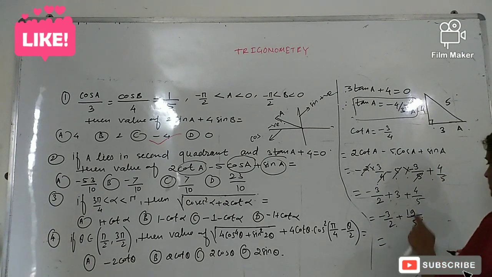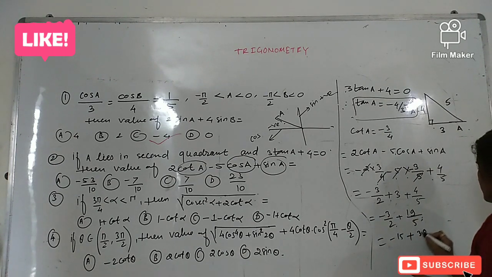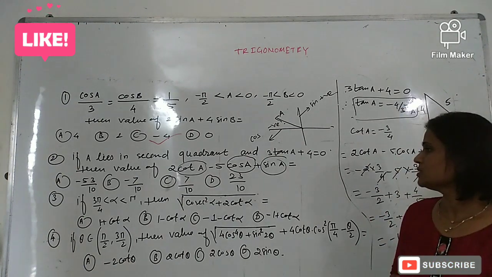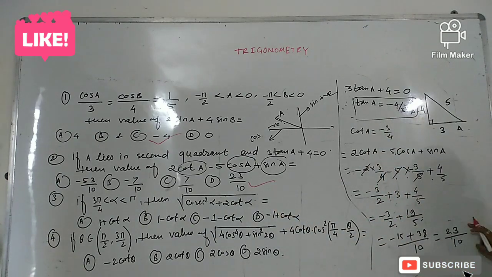Again cross multiplication: minus 15 plus 38, and 10. So subtract 38 minus 15, so it is 23. And here the bigger number is positive, so we have to go with the positive sign. 23 by 10. So see in the options. This is given as the D option, that is 23 by 10.